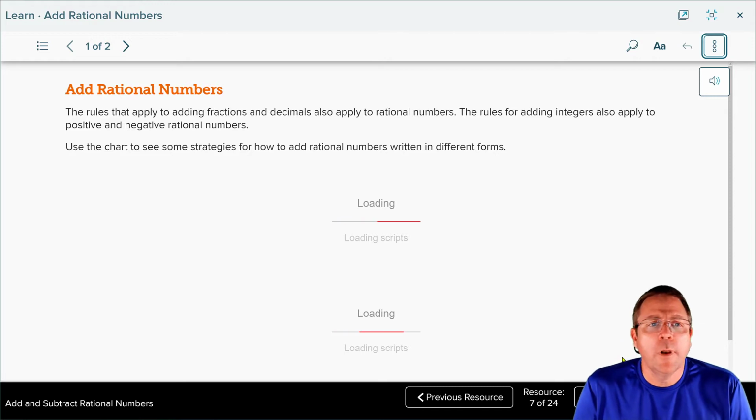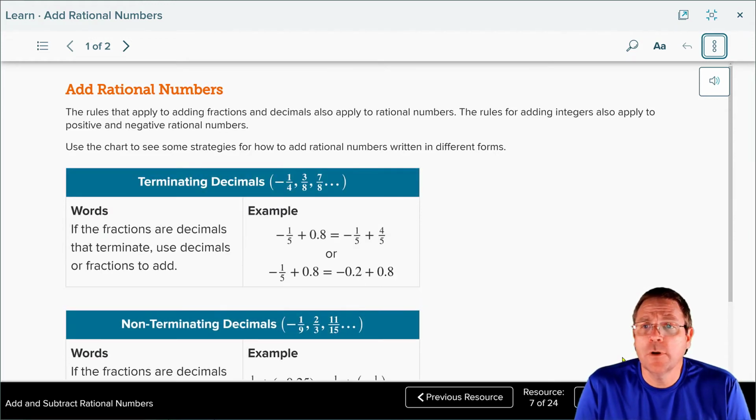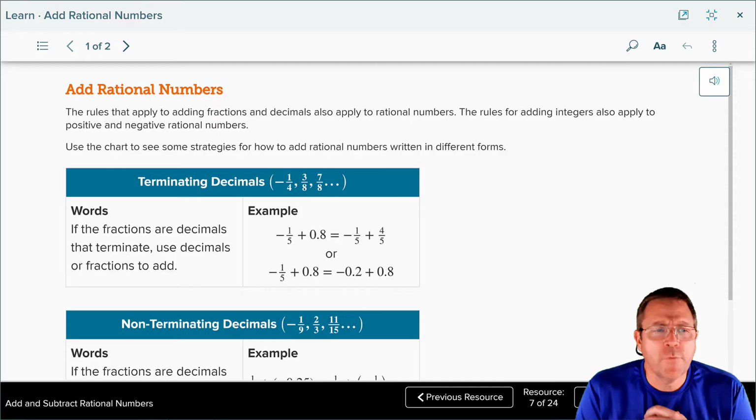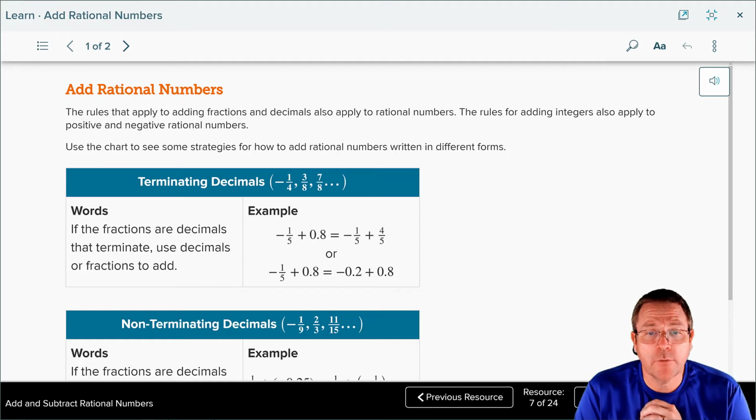The rules that apply to adding fractions and decimals also apply to rational numbers. The rules for adding integers also apply to positive and negative rational numbers. And we're going to use a chart to see some strategies for how to add rational numbers in different forms. First, let's look at terminating decimals in words. If the fractions are decimals that terminate, we can use terminating decimals to add or subtract.